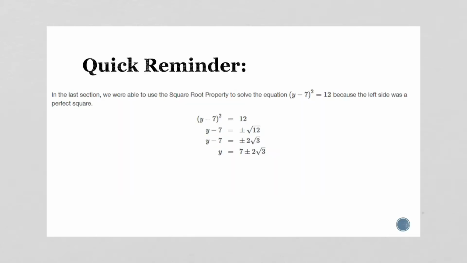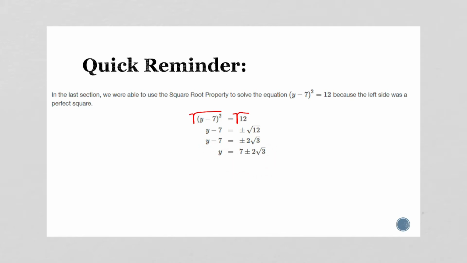All right, I just want to remind you what we did in the last section. Remember, we took the square root of both sides whenever you had a perfect square. So we took the square root, and then we ended up with plus or minus the radical. Then we simplified that radical, and the radical got rid of the square, so we were left with y minus 7. And then we added 7 to both sides. So we ended up with these two answers.